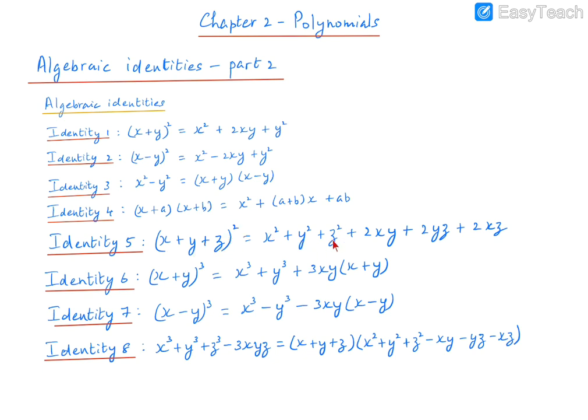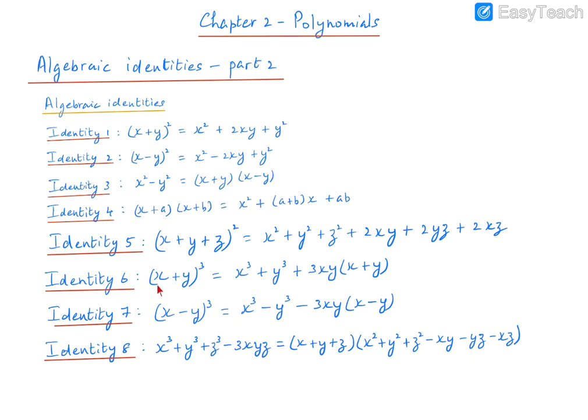So the first one is x plus y plus z the whole square, which is x squared plus y squared plus z squared plus 2xy plus 2yz plus 2xz. So it's a pair. Each of these variables appears in pairs here: x and y, y and z, and x and z. Then we have x plus y the whole cube, which is given by this expression. Then we have x minus y the whole cube, so instead of plus y, it is now minus y the whole cube, and we get this particular expression.